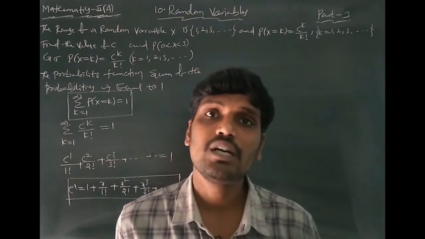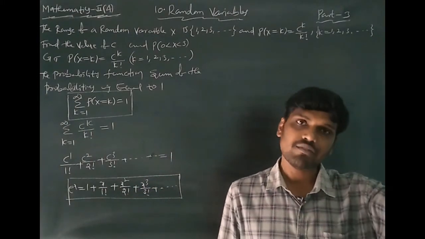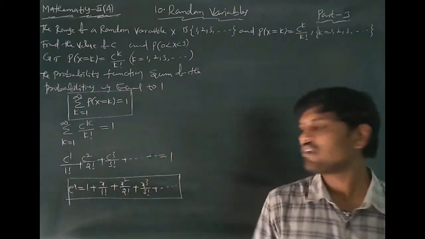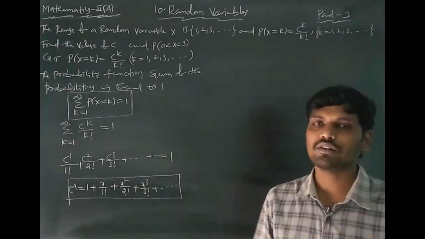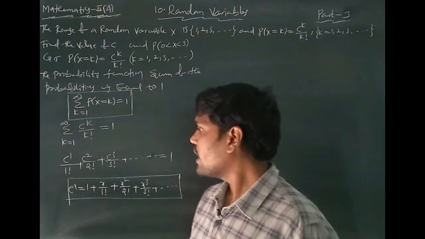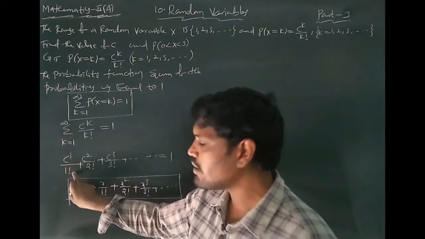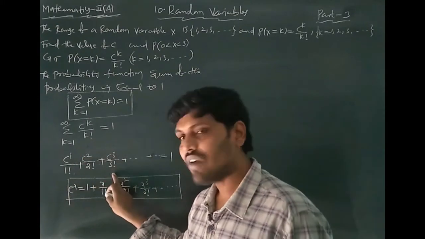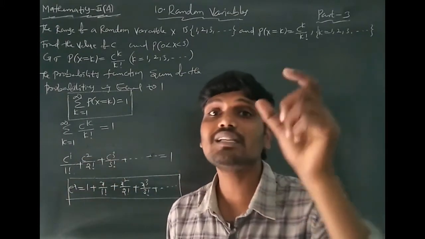This formula is from the exponential and logarithmic chapter, the previous chapter: e power x equals 1 plus x by 1 factorial plus x square by 2 factorial plus x cube by 3 factorial and so on. Here c by 1 factorial is there, c square by 2 factorial is there, c cube by 3 factorial is there, but the first term 1 is not there.